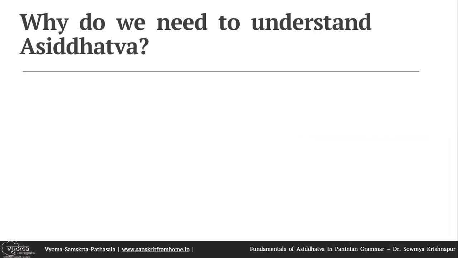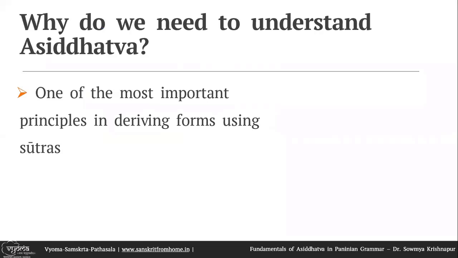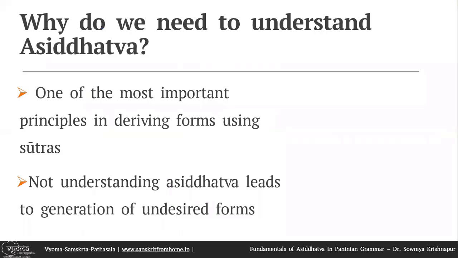So why do we need to understand Asiddhatva? Asiddhatva is one of the most important principles in Paninian Vyakarana, which helps in deriving the forms using the sutras. If we don't understand Asiddhatva and simply apply sutras without the framework of Asiddhatva, it leads to the generation of undesired forms. So it's one of the most important principles that Panini uses to prevent the generation of asadhu rupas or undesired forms in the language.